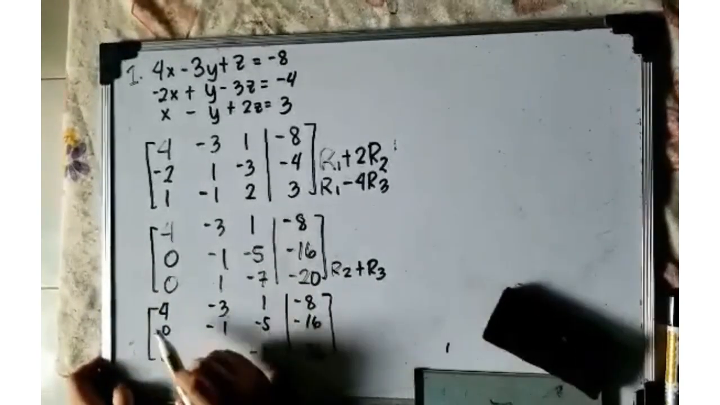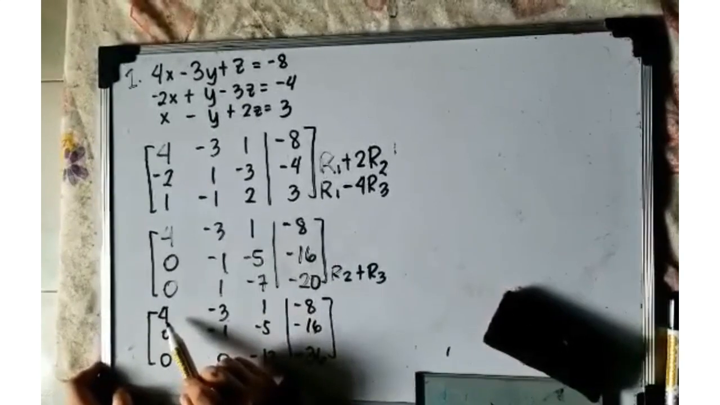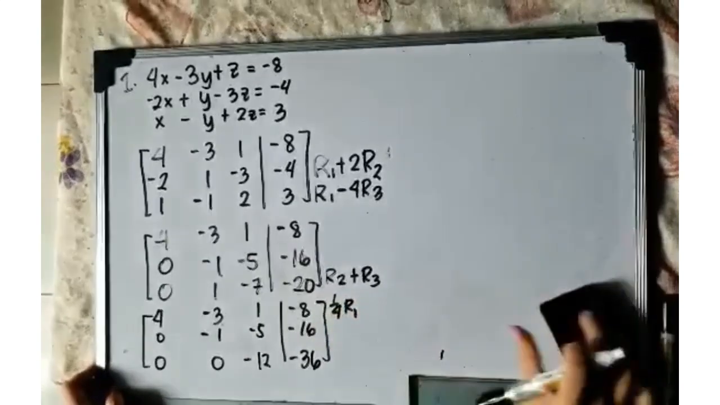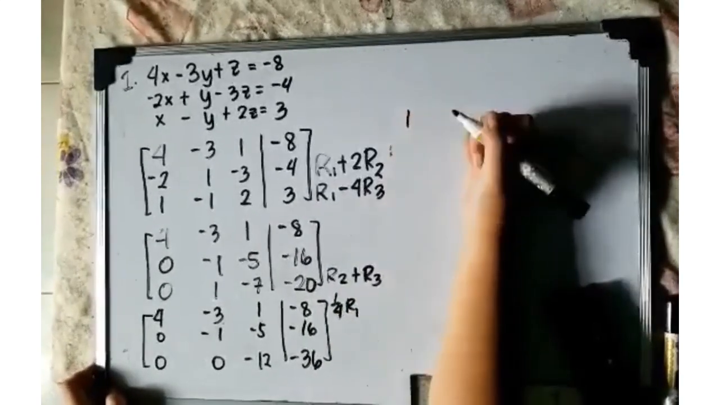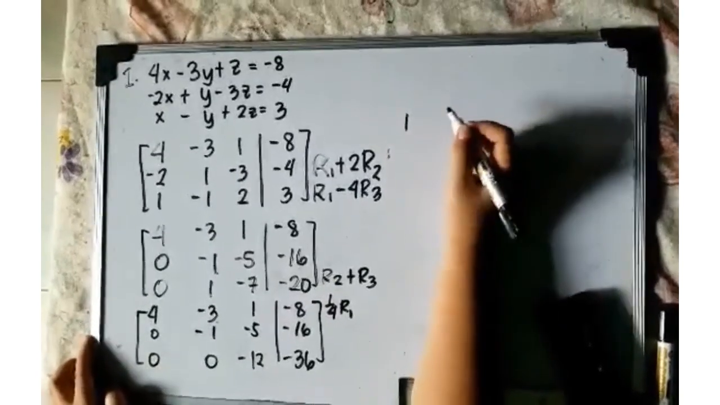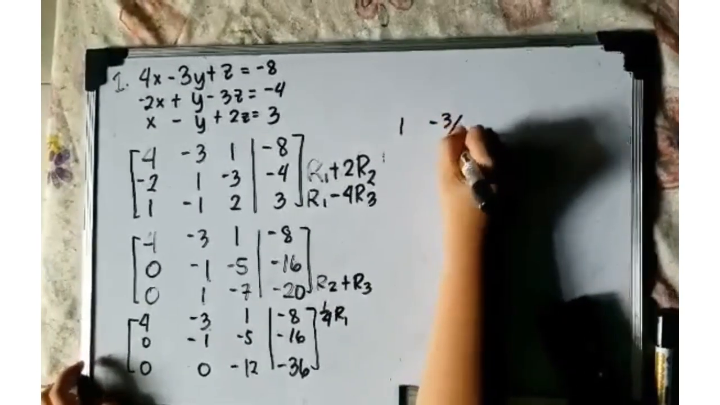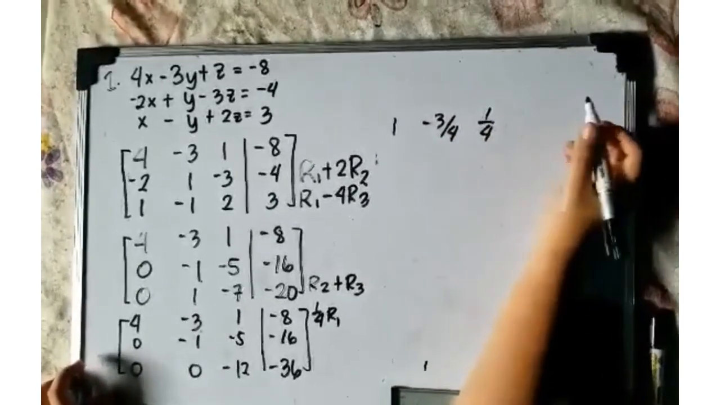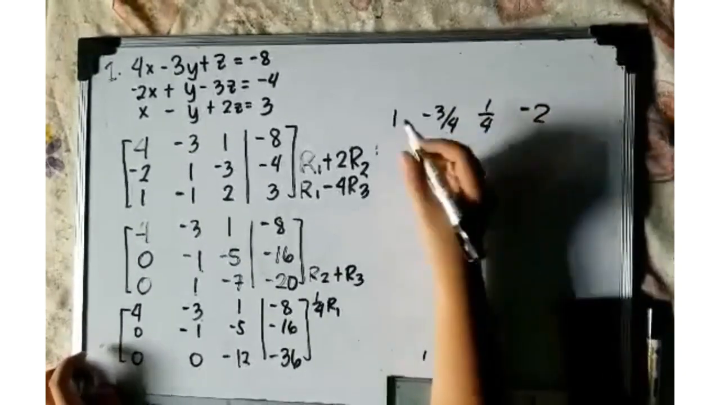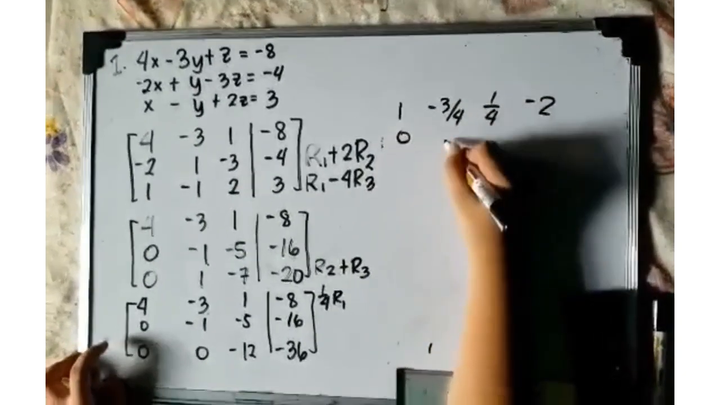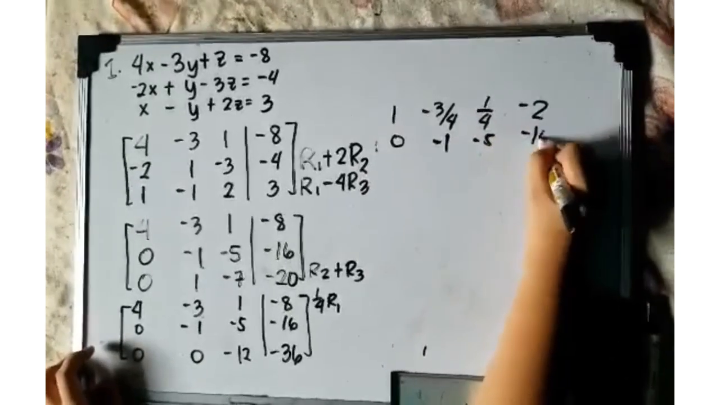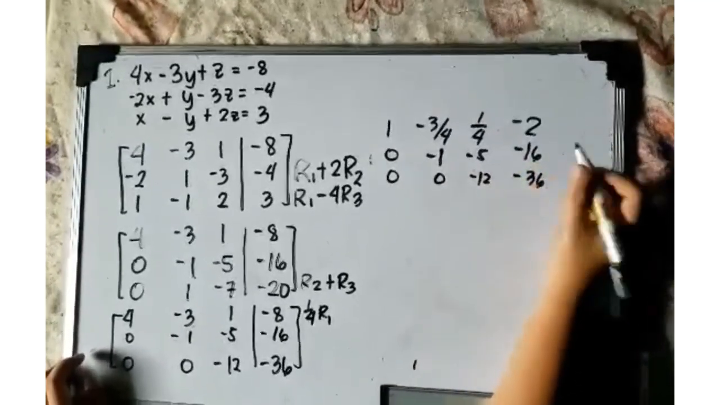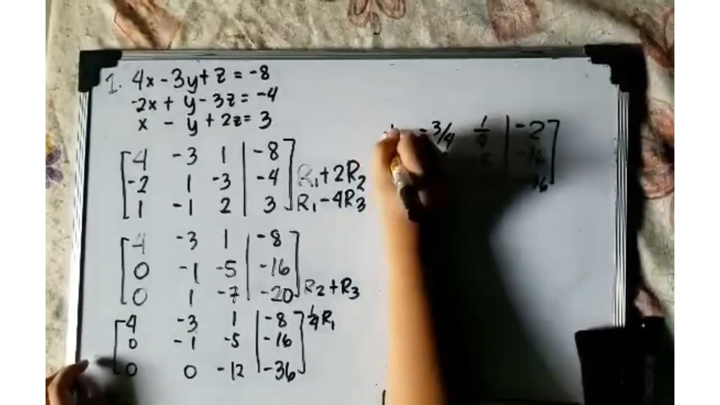So next, in order to let this 4 become 1, we have to multiply it by 1/4. So 1/4 times R1. 1/4 times 4 equals 1. And then 1/4 times negative 3 is negative 3/4. 1/4 times 1 is 1/4. And 1/4 times negative 8 is negative 2. So copy the values of the second and third rows. So put a vertical bar here.